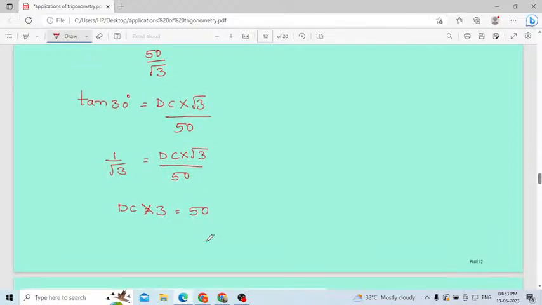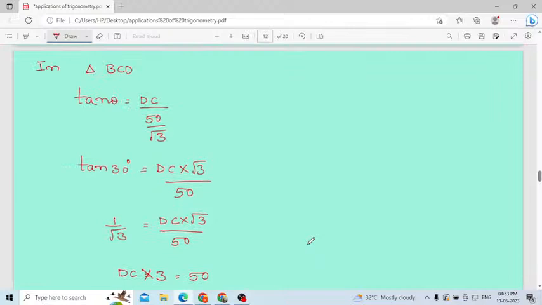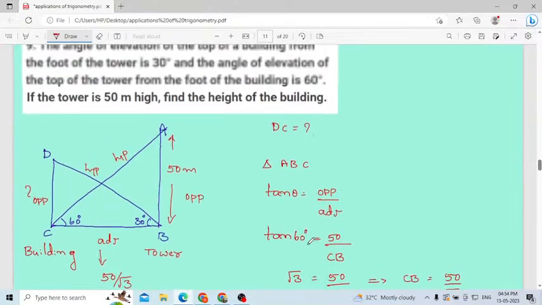Cross multiply all the terms. Root 3 into root 3 is nothing but 3, no? DC will be equal to 50 divided by 3. Written as a mixed fraction, 16 2 by 3 meter. This is the height of the building. This value is nothing but DC. This is the height of the building.